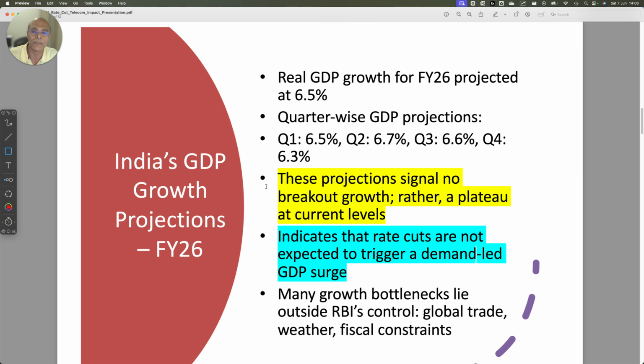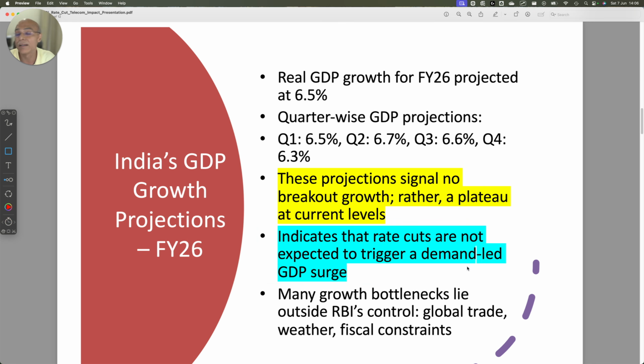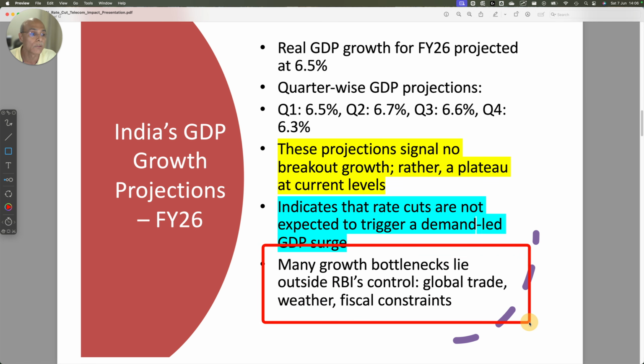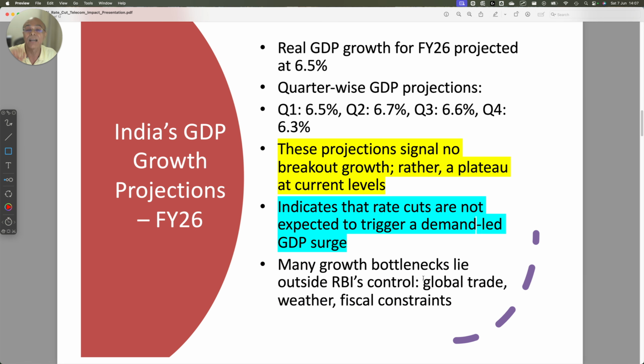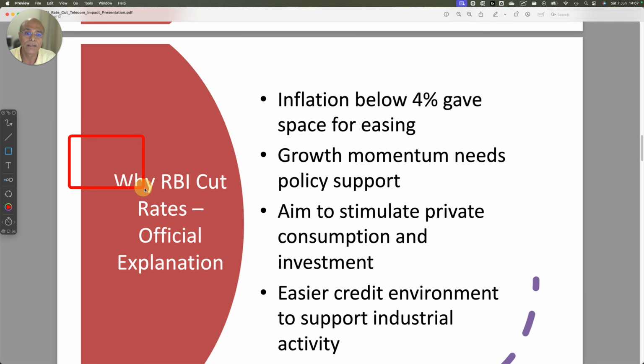On any company, leave aside telecom, right? It indicates rate cuts are not expected to trigger a demand-led GDP surge, which is very clear. Otherwise, these projections should not have been made by the RBI governor. So many growth bottlenecks lie outside RBI control, which I showed you: the governor's statement, global trade, weather, physical constraints, etc.